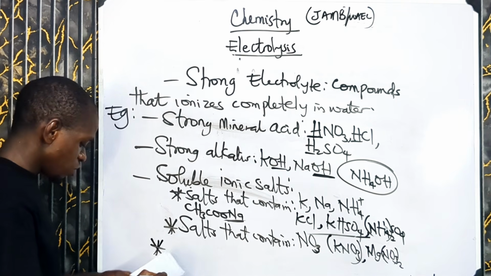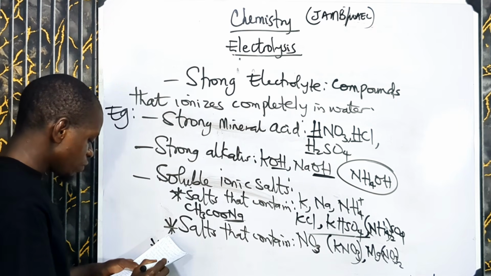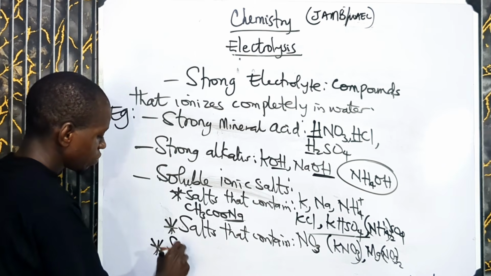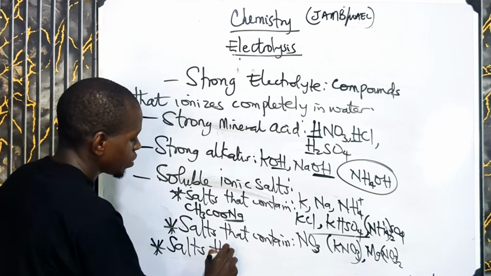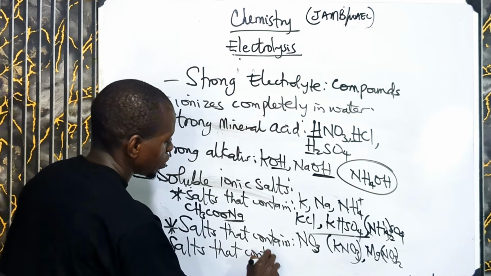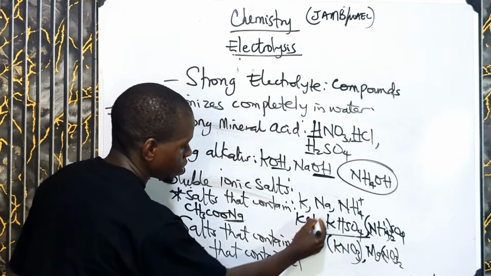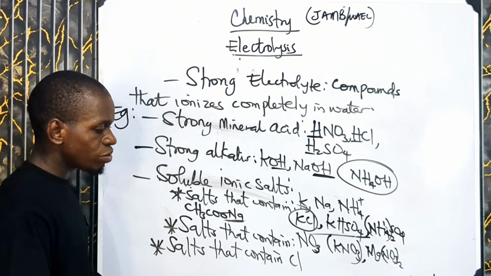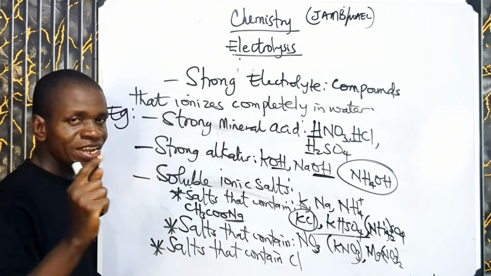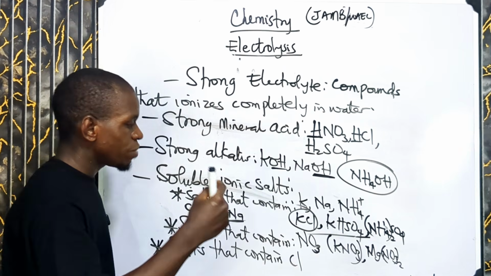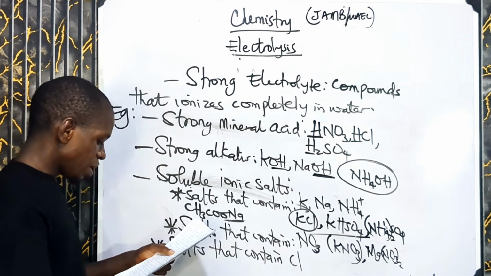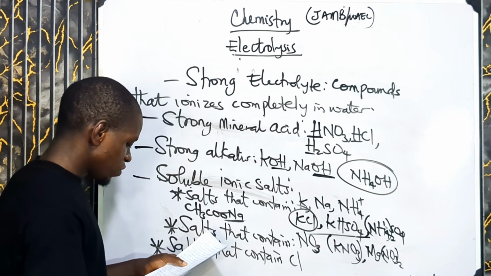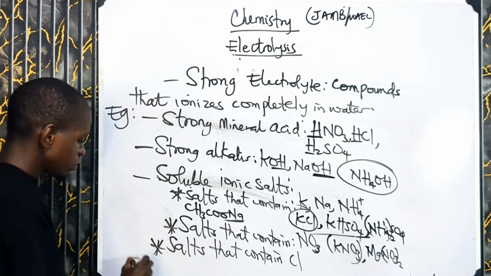Now, another category is salts that contain chlorides. I gave one example here already. So anything that contains sodium chloride, magnesium chloride, aluminum chloride, anything that contains chloride, is an example of strong electrolytes. Then the last one is salts that contain sulfates.